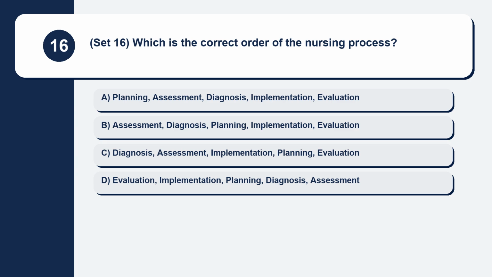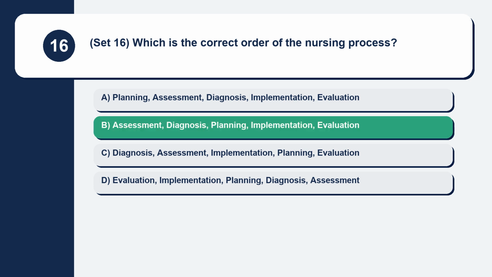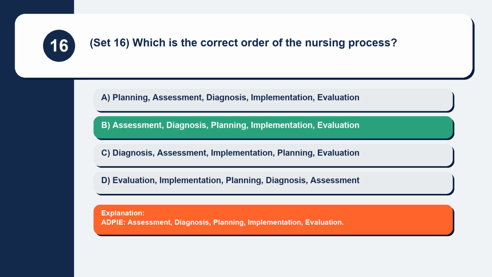Question 16. Set 16. Which is the correct order of the nursing process? Planning, assessment, diagnosis, implementation, evaluation. Assessment, diagnosis, planning, implementation, evaluation. Diagnosis, assessment, implementation, planning, evaluation. Evaluation, implementation, planning, diagnosis, assessment. ADPIE: assessment, diagnosis, planning, implementation, evaluation.